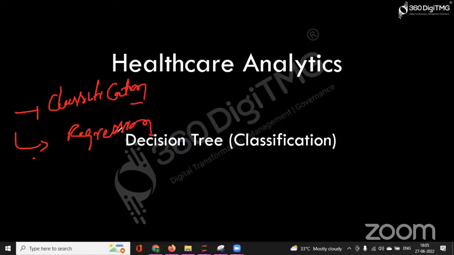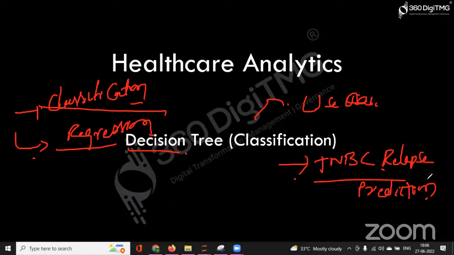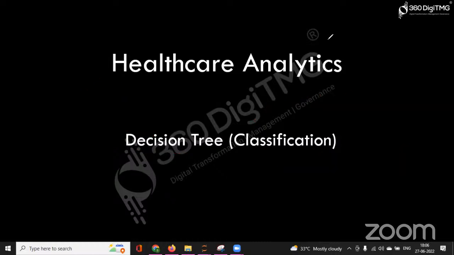In this class, we'll be learning how to apply the decision tree classification algorithm, and we'll try one use case scenario, that is TNBC relapse prediction. That means triple negative breast cancer relapse prediction. We'll see what exactly TNBC is and why we are going for decision tree only, when we discuss the use case. So we'll be using the same decision tree for both regression and classification.